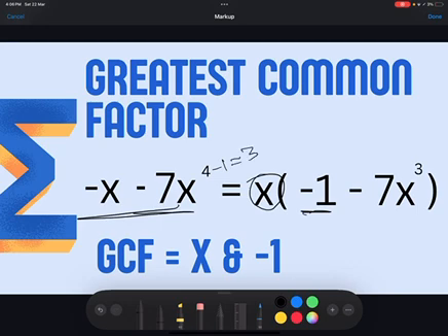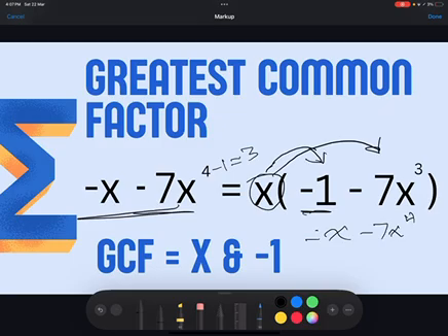And even if we redid this, so distribute the x here to become minus x minus 7x to the power of 4. So this, if you distribute the x here, it will need to be equal to this.